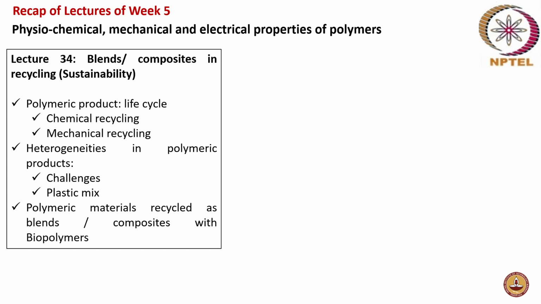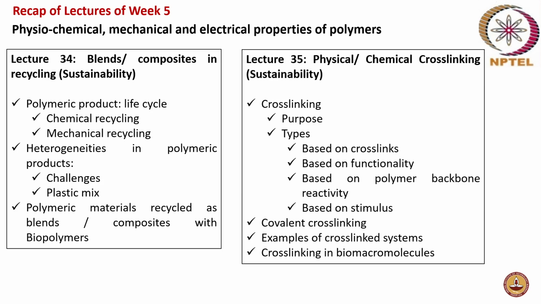But how can it be really looked into, like using it as a plastic mix or a blend? Since it is already a mix of different polymers, you can just reuse it by making it a blend. But what are the challenges while making it a blend, whether they are compatible, right? So these things were all discussed. And how can you blend this plastic waste or polymeric waste with biopolymers? So for example, with starch or PLA, were all discussed in the lecture.